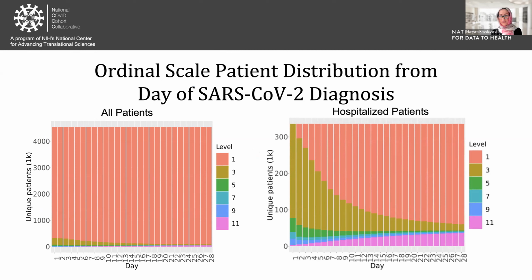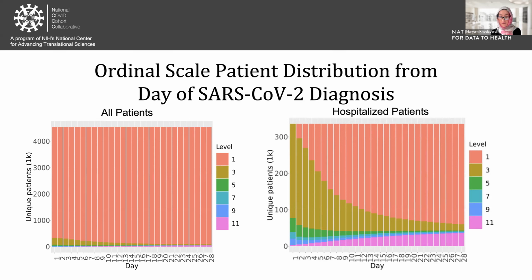So what we did for the first plot, we considered approximately 4 million COVID positive patients that are available within the N3C repository. We found our first day of COVID-19 diagnosis. We followed those patients for 28 days. For each day, we calculated the OS level. And then you see the x-axis is the day, and the y-axis is the number of unique patients. As you see here on the left, most of the patients are in level 1 outpatient.